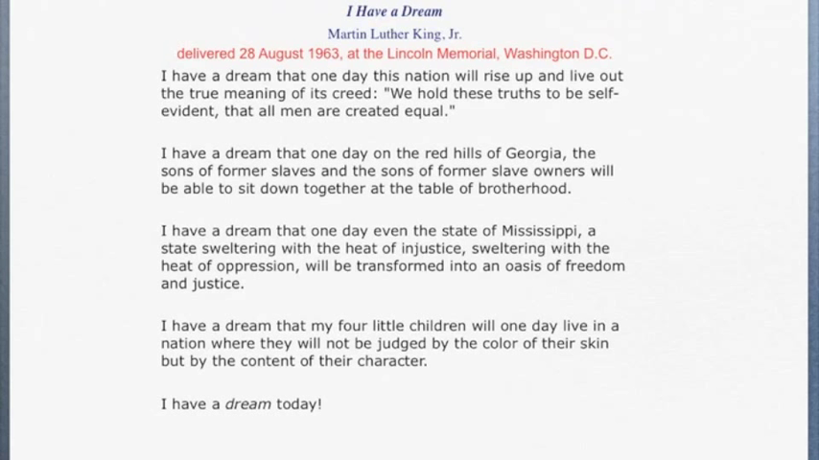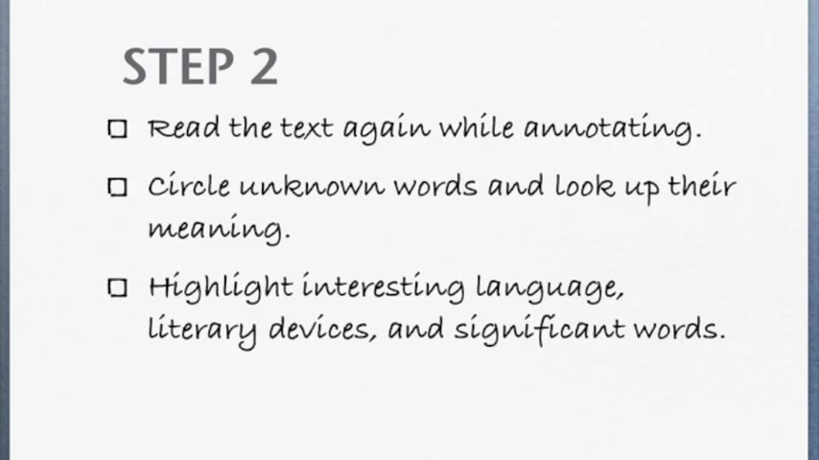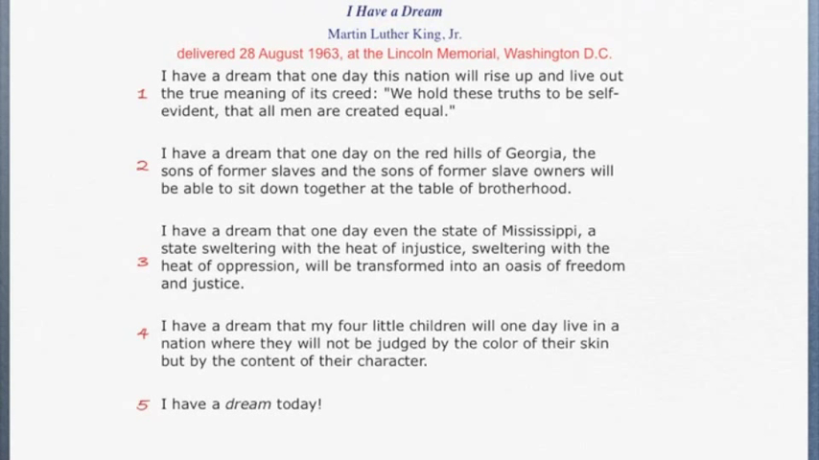Okay, now that we have read the text aloud, we can check these 2 items off of our step 1 list and move on to step 2. In step 2, we are going to read the text again while annotating. The first part of step 2, we're going to circle unknown words and look up their meanings. So let's take a look at the text again. Let's take this one stanza at a time. Let's look at the first stanza.